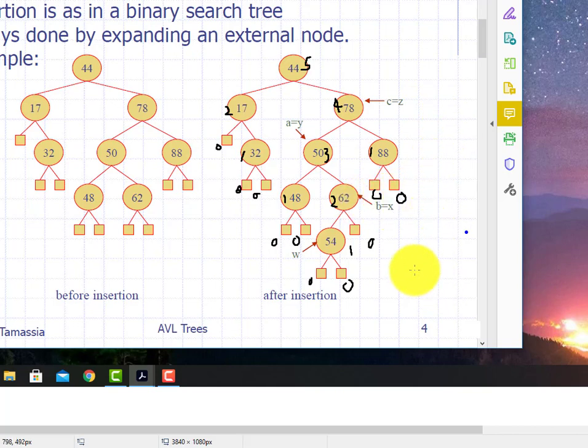So I first put the heights in. Now I'm going to put the height factor in. It means we're subtracting the heights of the children, and we must get within the range of -1, 0, and 1. So 54, subtracting, is going to give you a 0. This 1 minus 0 is going to be a 1. This will be a 0. Okay, 1 minus 2 is -1.